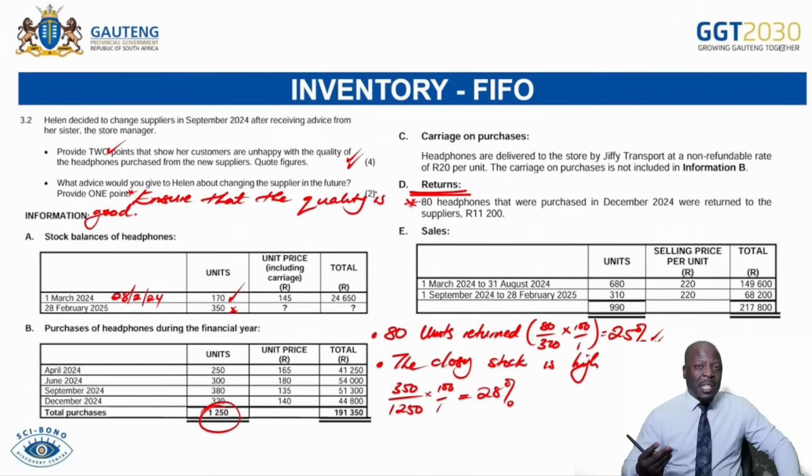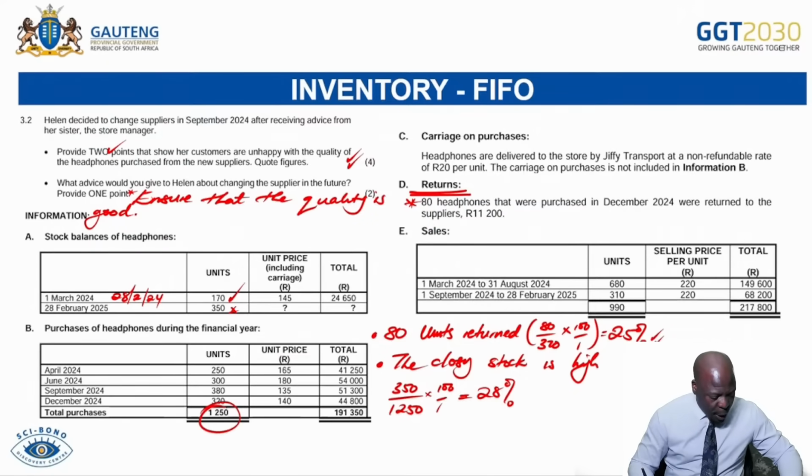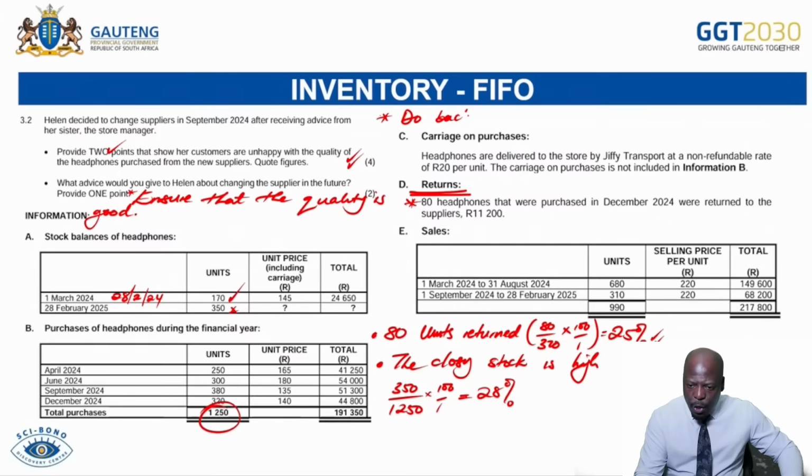So if we're to change the supplier, we must ensure that the supplier that we're moving to has a better quality product that enables us to sell more. Okay, and the other thing is, before you engage a new supplier, also do a background check. So here's my next point here. Do a background check.